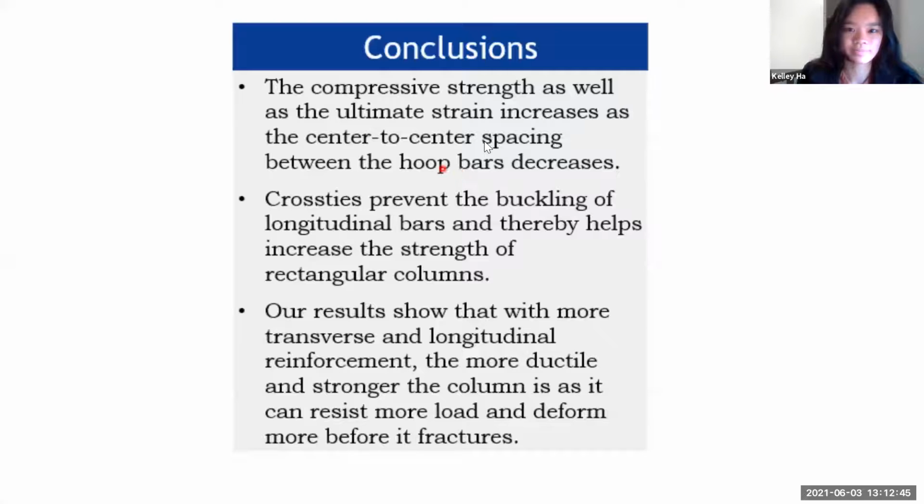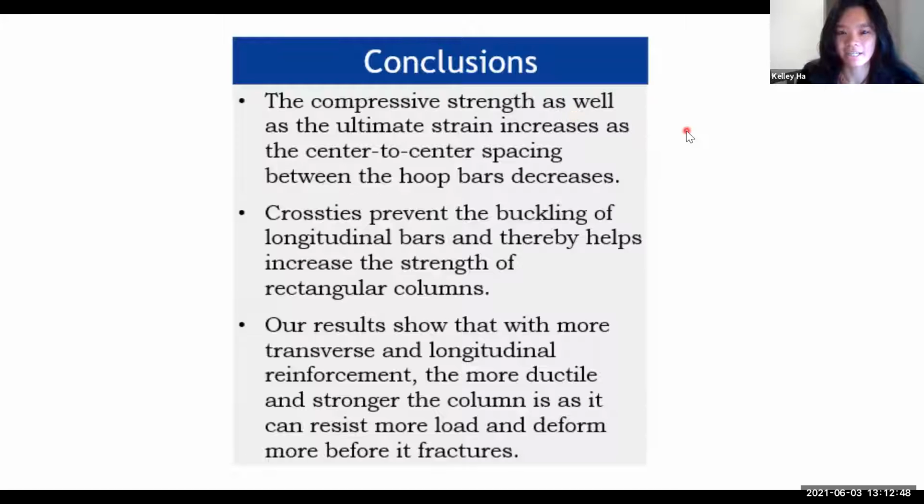So in conclusion, the compressive strength as well as the ultimate strain or the fracture strain increases as the center-to-center spacing between the hoop bars decreases. And adding cross ties prevents the buckling of longitudinal bars, which then increases the strength of the rectangular column. So overall, our results show that by adding more steel reinforcement, either transverse or longitudinal, we can strengthen the column and make it more ductile, since it can resist more loads and sustain a higher strain before it fractures.